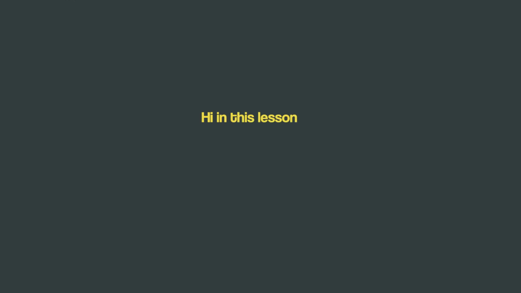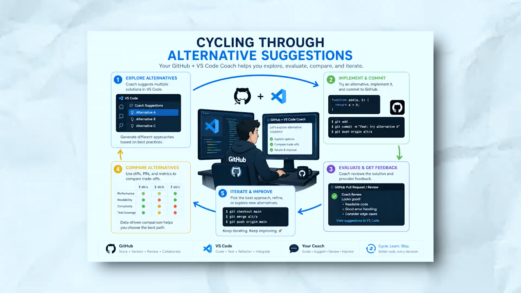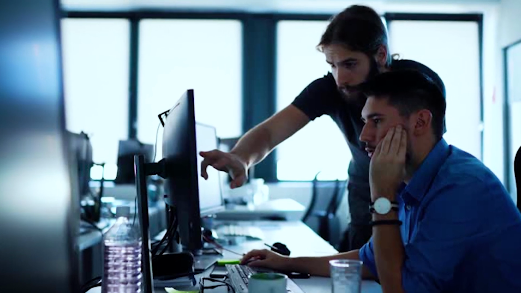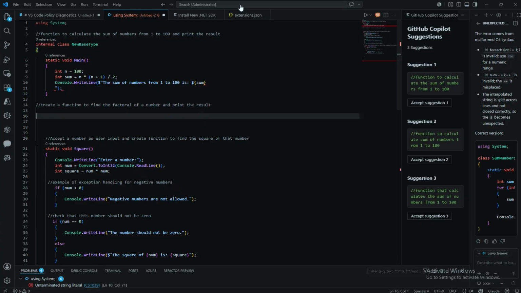Hi, in this lesson, you will learn about cycling through alternative suggestions in the inline option, opening the Copilot panel to view full multi-line suggestions, and guiding code generation using natural language commands. The first step here is to open Visual Studio Code and go to the command palette.